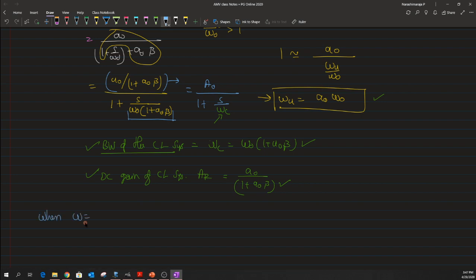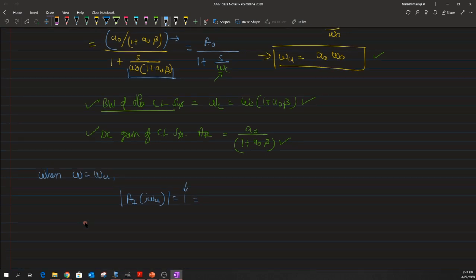So when this omega is equal to omega u, the magnitude of this closed loop transfer function at that particular frequency is supposed to be equal to 1. So we'll write the value of 1 over here, and that is nothing but written as 1 plus s by, or basically j omega u by omega c here.